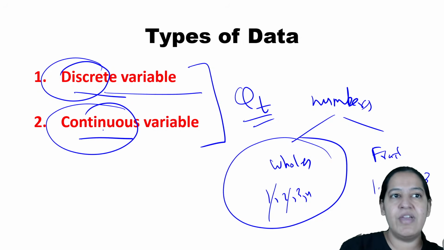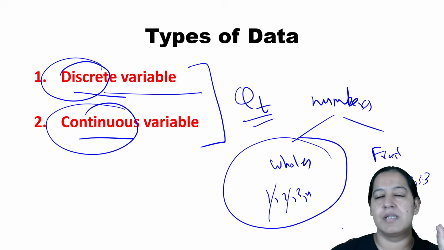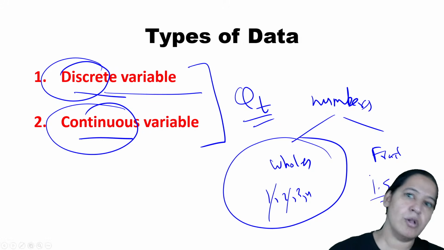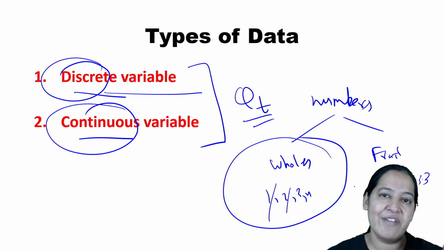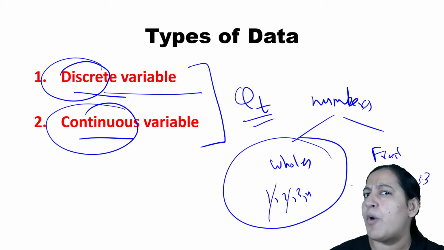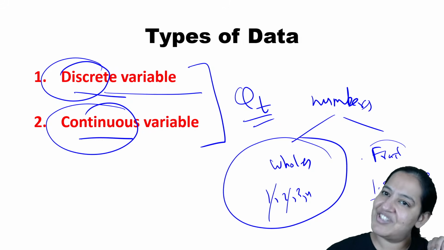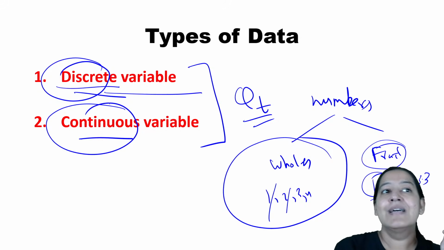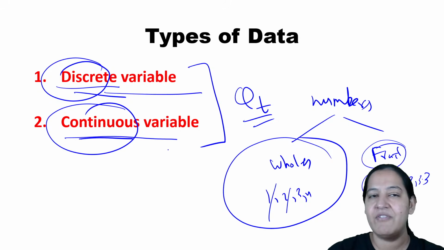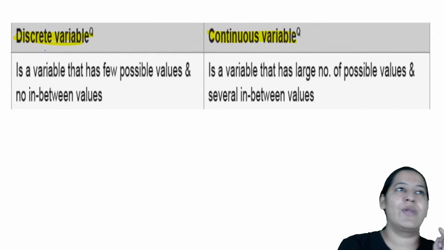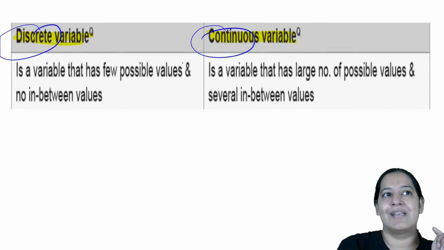And in continuous, something in between is also possible. What is your hemoglobin? It can be 11 also, 12 also, but it can be 11.5. What is your weight? It can be 60 kg, 61 kg, but it can be 60.2 kg, yes or no? So fractions are possible in some data. Some data will have only discrete values, some only continuous, and some will have both. So that is the second classification of data: discrete and continuous.